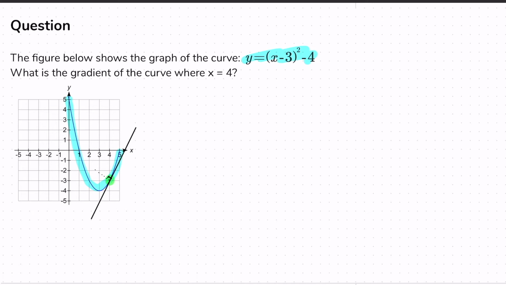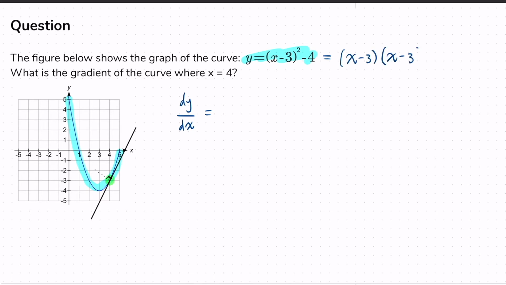So how do I do this? Well, I have to differentiate the function or the equation of the curve. So let's differentiate y with respect to x. What does that equal? Well, what I want to do initially is change this equation. So I'm going to expand the brackets.